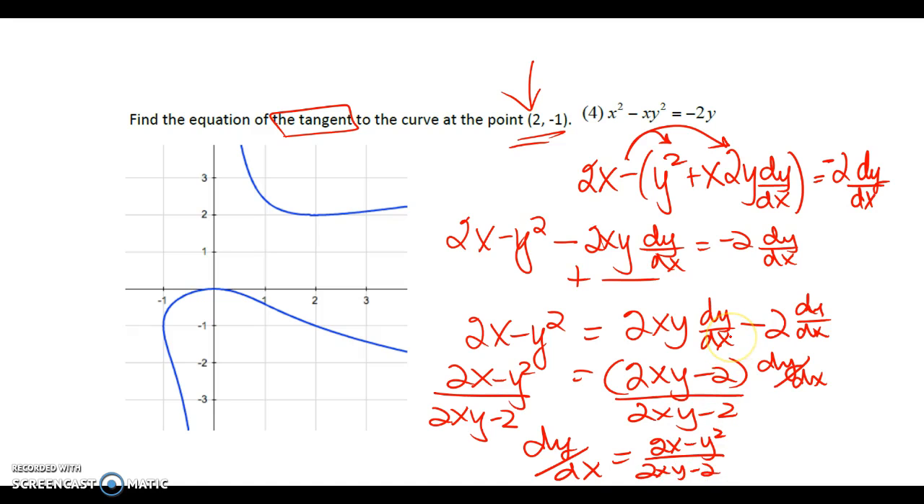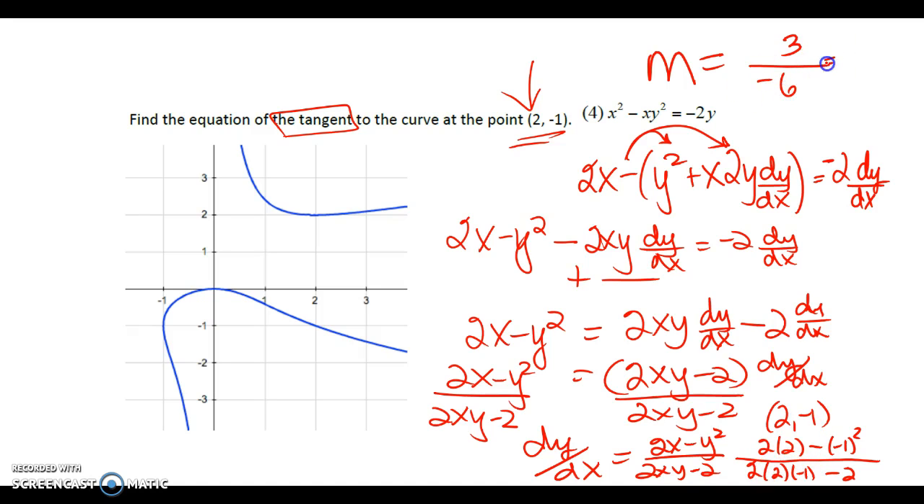Let's evaluate this at the point (2, -1). All right, so 2 times 2 minus negative 1 squared, over 2 times 2 times negative 1 minus 2. So my numerator is 4 minus 1, which is 3. This is going to be my slope, right? The denominator is 2 times 2 times negative 1, which is negative 4, minus 2 is negative 6. So notice my slope is negative 1/2, isn't it?